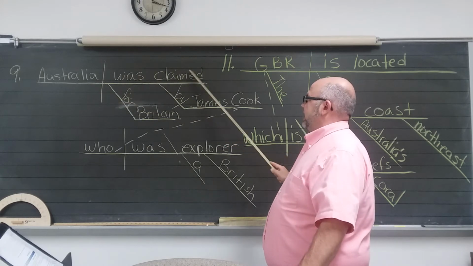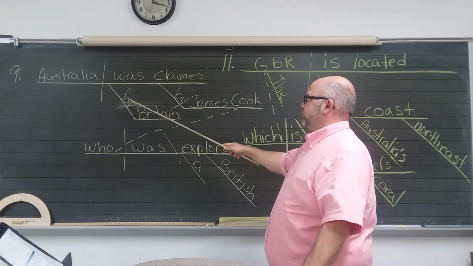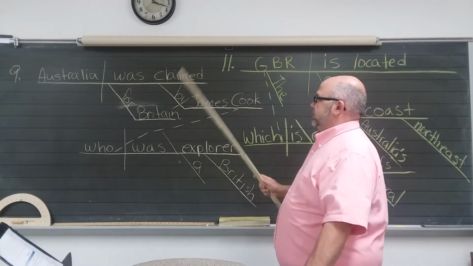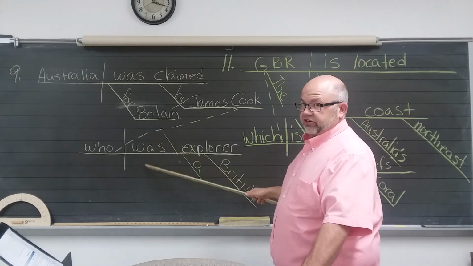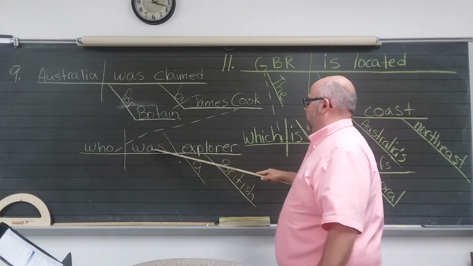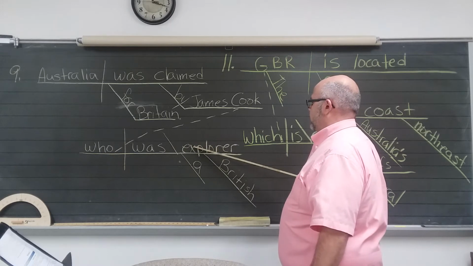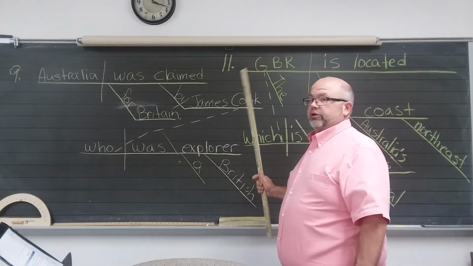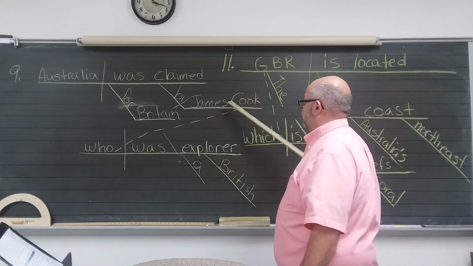"Australia was claimed" is the verb. Two prepositional phrases: for Britain, by James Cook. The dependent clause, the adjective clause: who was explorer? Who was explorer? Predicate nominative, a British. I need you to do this right.